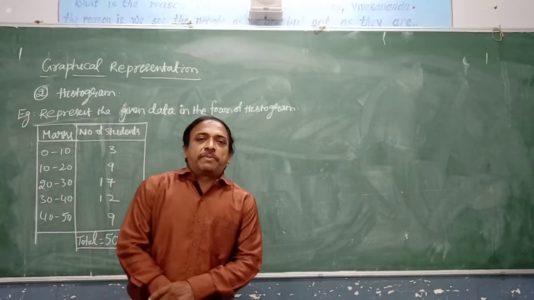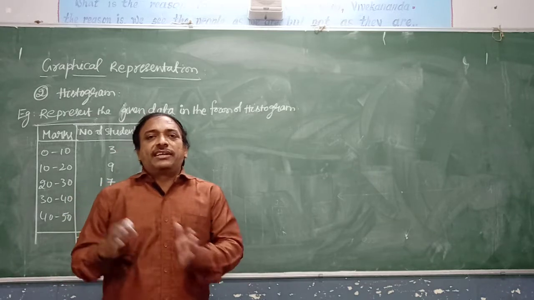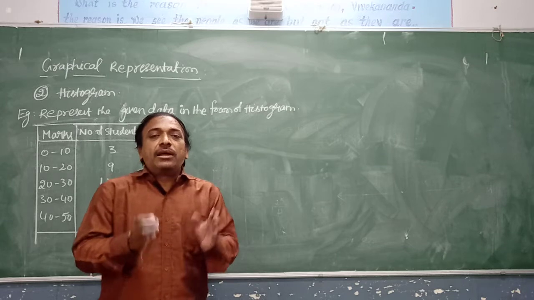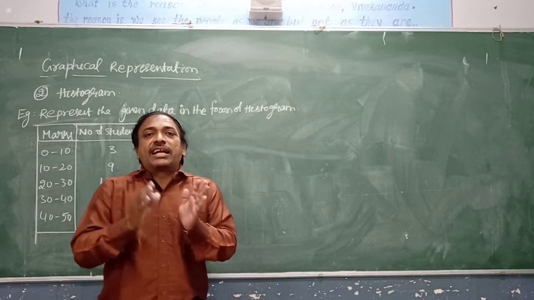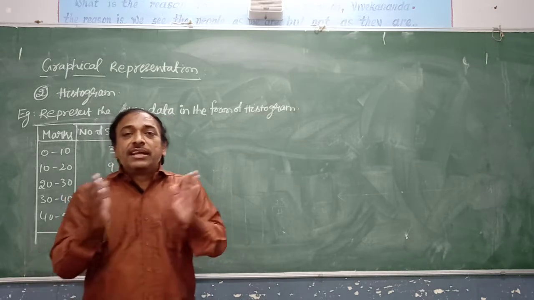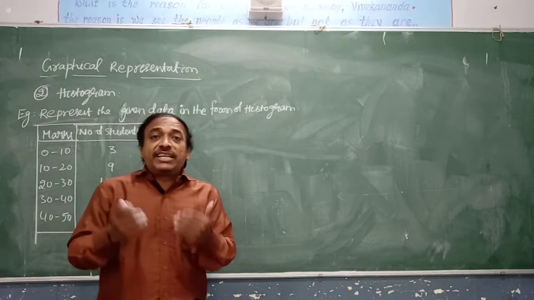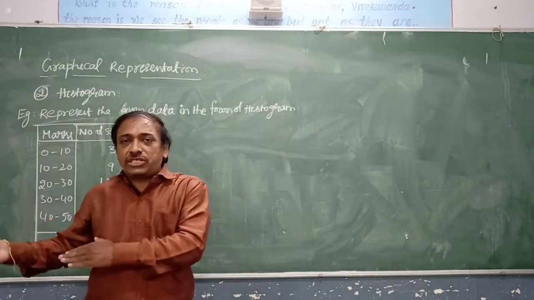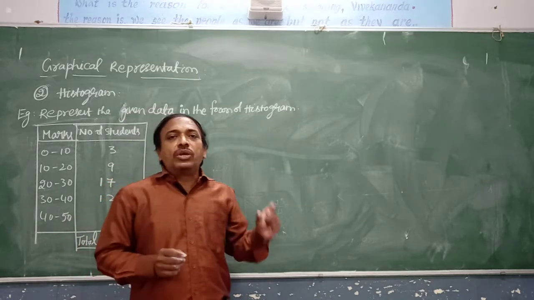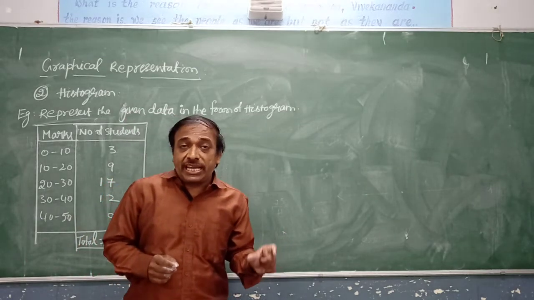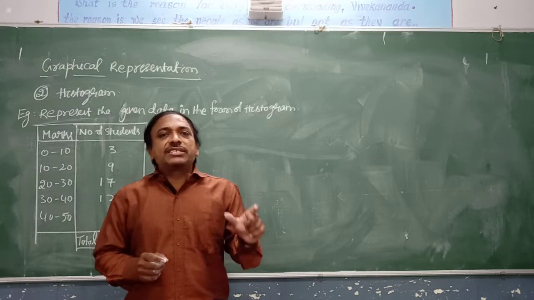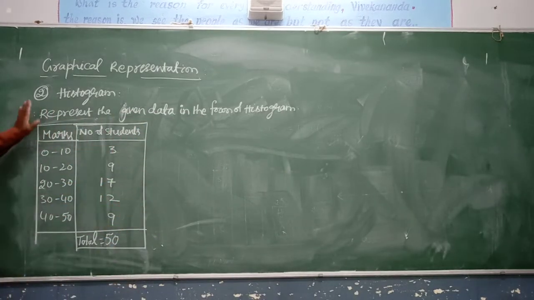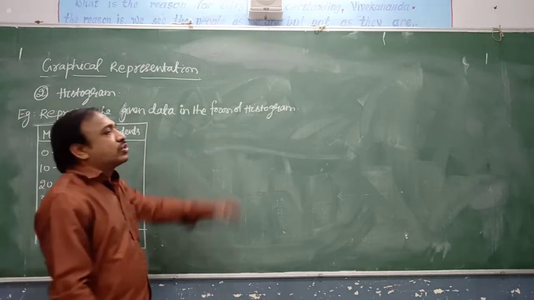Now we see how to represent the given numerical data as a histogram. We use a histogram for data given in continuous class intervals. If the data is discontinuous, we will see that type of data in the next session. Today we are discussing only the grouped frequency distribution table for continuous class intervals. So here we have some information. Represent the given data in the form of a histogram.